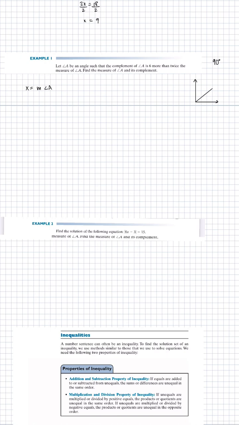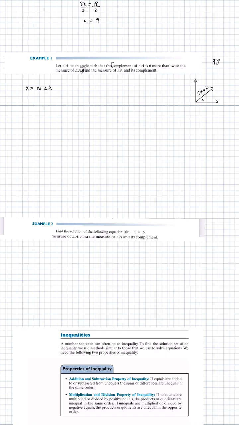One is going to be defined as x. The other top section is going to be defined by whatever this statement over here is stating. So it's the complement of angle A is 6 more than twice the measure of angle A. And that means that it's equal to 2x plus 6.